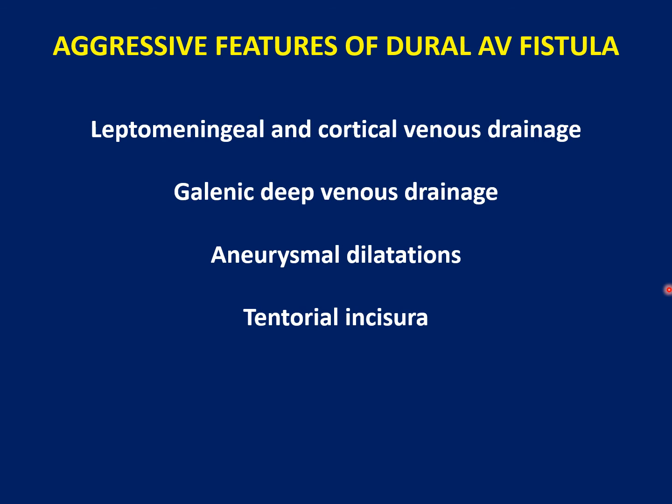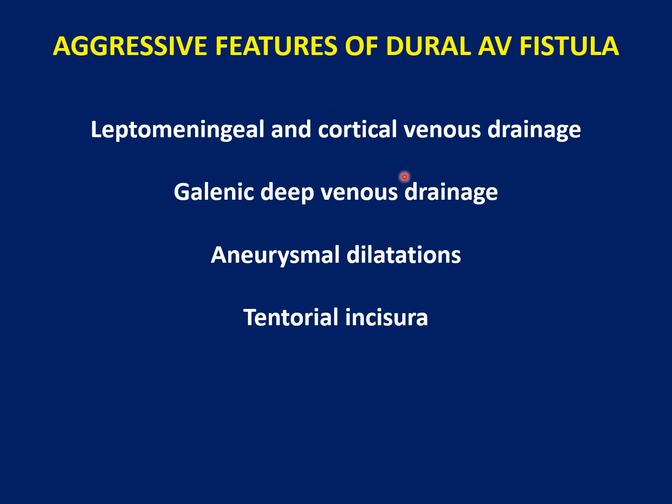That is, these patients can develop venous infarcts or recurrent hemorrhages, both of which have been documented in this patient by the hemosiderosis as well as by the venous infarcts which we saw on the MRI images. So what contributes to these aggressive features?